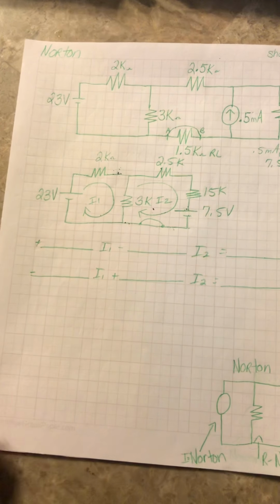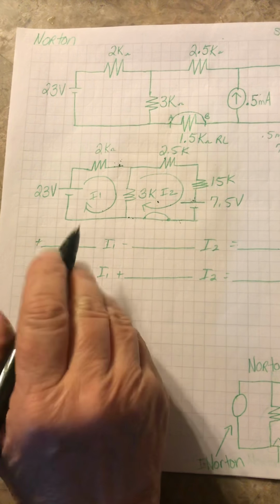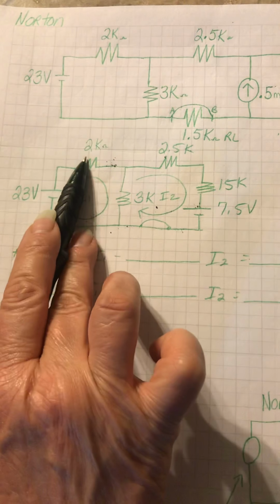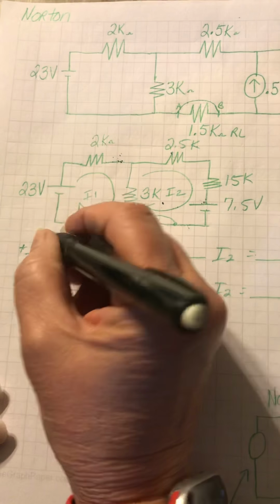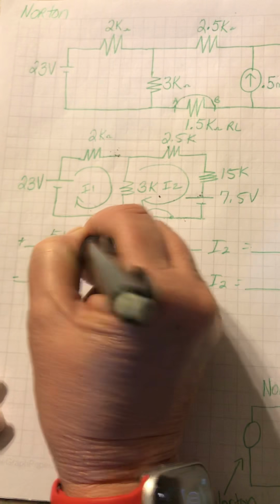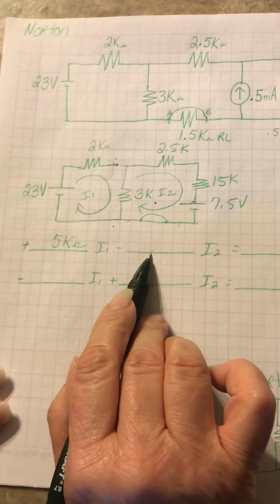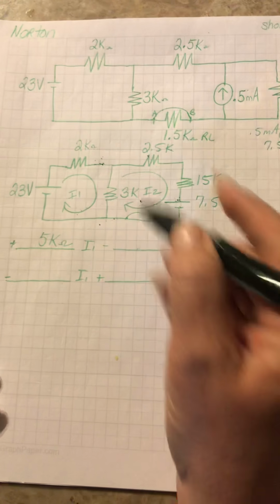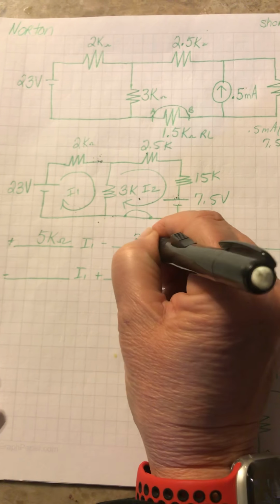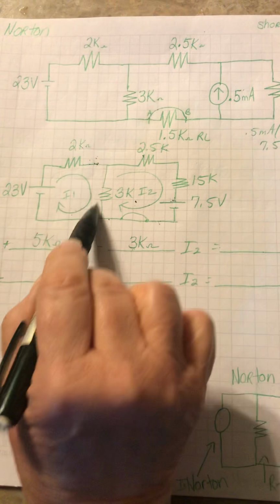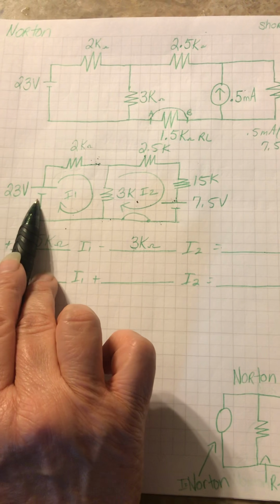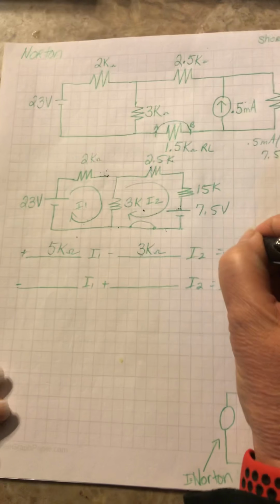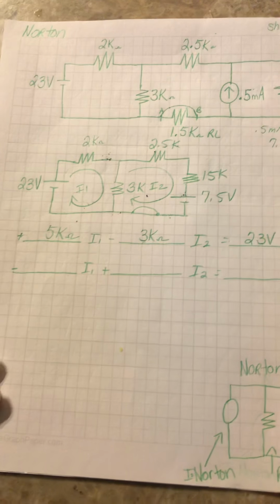So this first one, what's the first thing we see? Well, what are the components that are in I1 current? Well, it's 2 plus 3K, so it's 5K ohms. For here, what is the component touching I1 plus I2? That would be 3K. Since the current is flowing this way, we're entering the negative side of the battery. So on the other side of the equation, it would be a positive 23 volts.